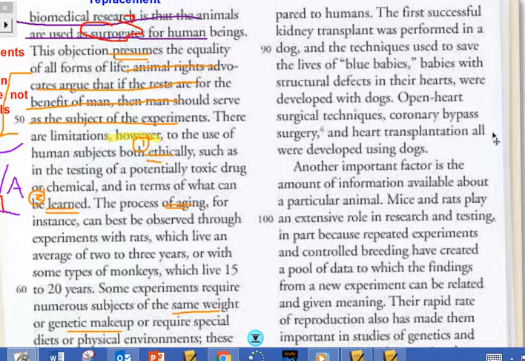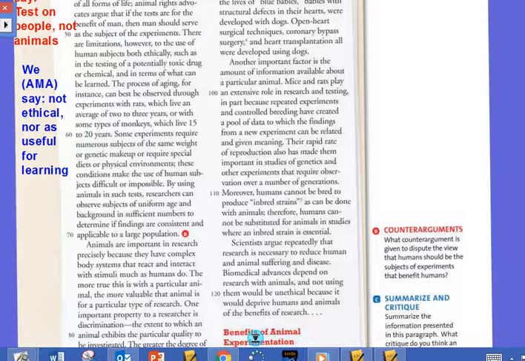Now the rest of this section is going to be support for the counter argument. Why is the AMA correct? So let's look at it. What support does the AMA give for its counter argument that testing on people is not ethical, it's not right, and it's not useful for learning? Okay, so we left off right here.